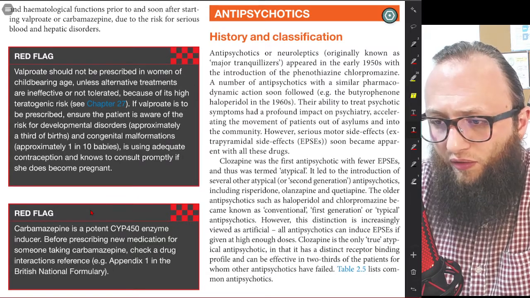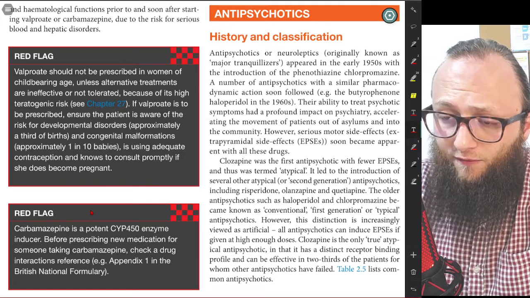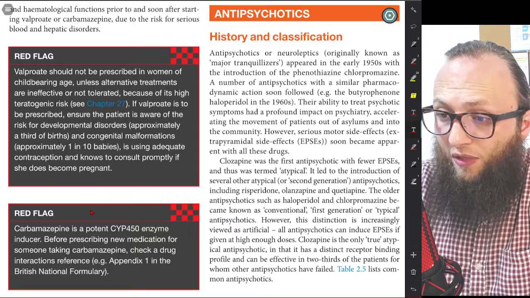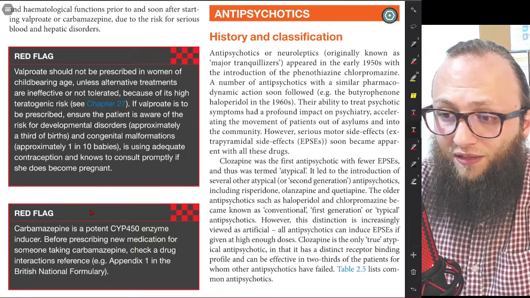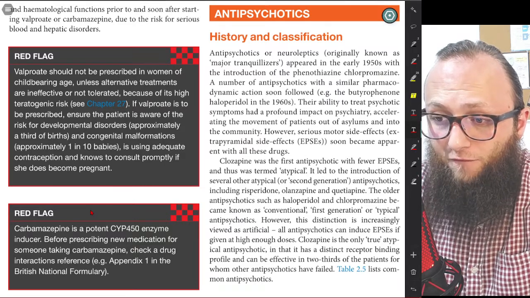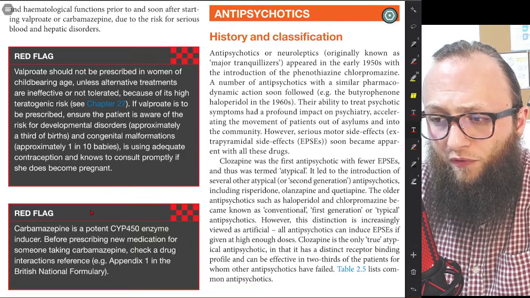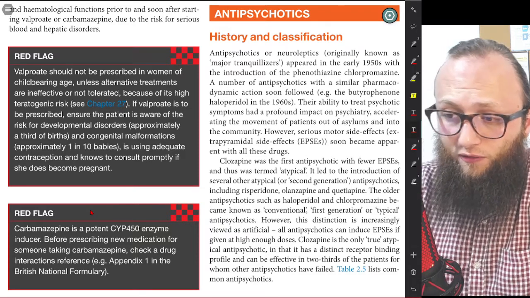All antipsychotics can induce extrapyramidal side effects if given at high enough doses. Clozapine is the only true atypical antipsychotic, in that it has a distinct receptor binding profile and can be effective in 2/3 of the patients for whom other antipsychotics have failed.